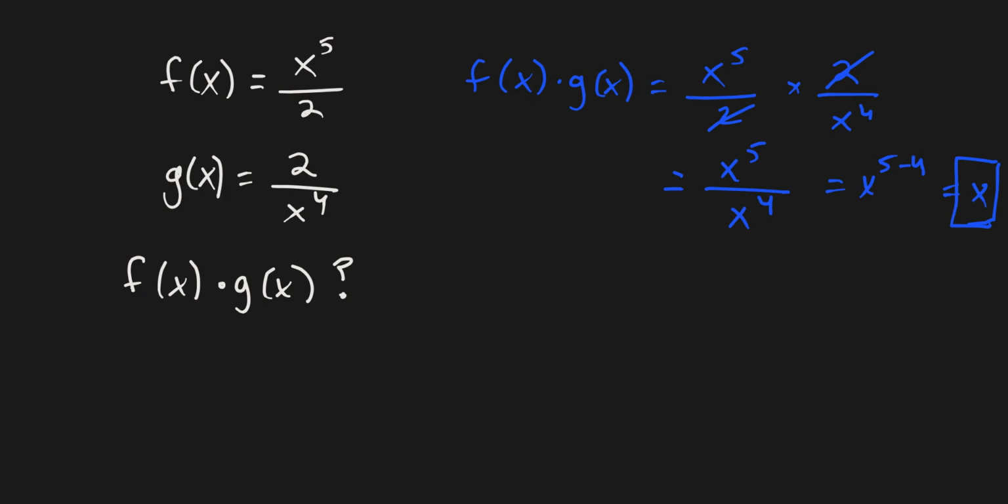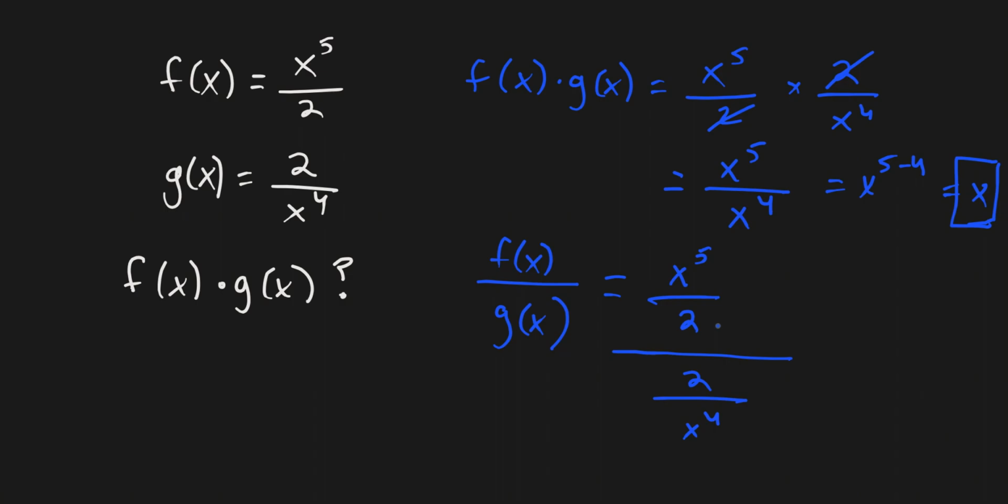Now, let's say that I wanted to divide f of x by g of x. So let's say I wanted to do f of x over g of x. How would I do this one? Well, let me write this problem. Let me just write f of x here. So that's x to the fifth over 2. And then all over, let me write a big line, 2 over x to the fourth, rather. So this is what we have here.